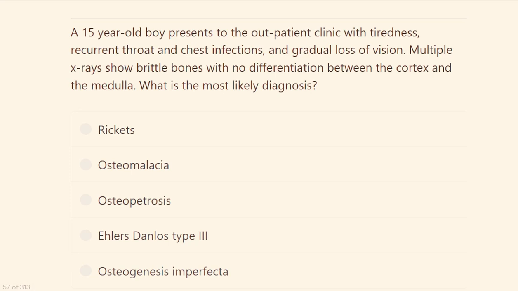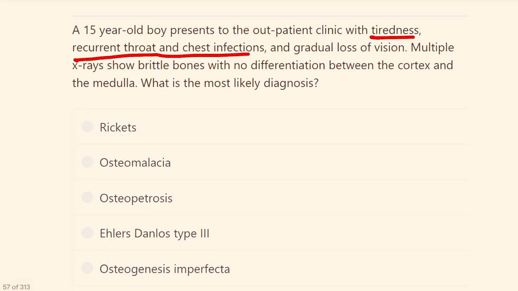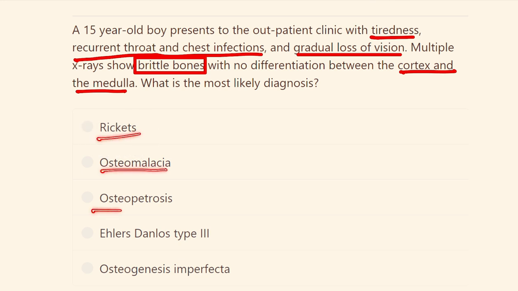A 15-year-old boy presents to the outpatient clinic with tiredness, recurrent throat and chest infection, gradual loss of vision, and multiple X-rays show brittle bone with no differentiation between the cortex and the medulla. What is the most likely diagnosis? Here are the options: rickets, osteomalacia, osteopetrosis, Ehlers-Danlos syndrome type 2, osteogenesis imperfecta.